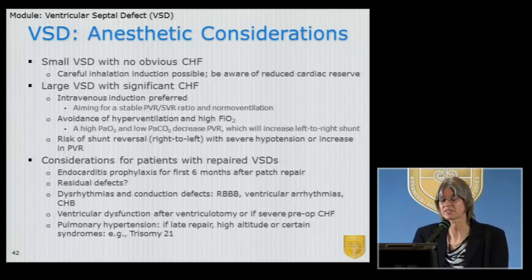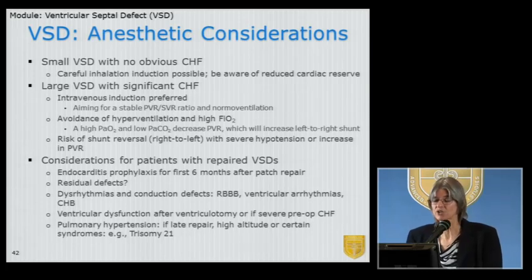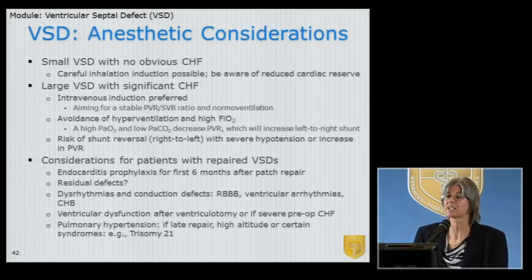What about the ones with a large VSD and significant congestive heart failure? Well, we prefer an intravenous induction, aiming for a stable pulmonary vascular resistance to SVR ratio and normal ventilation. Be aware that if you start hyperventilating, oh, I'm so glad I got the airway, I'm fine, and have them on a high FiO2, you can actually decrease your PVR and then increase your left to right shunt, and the next time you run your blood pressure, you don't have any blood pressure anymore. So be aware that you have to adequately, normally ventilate.